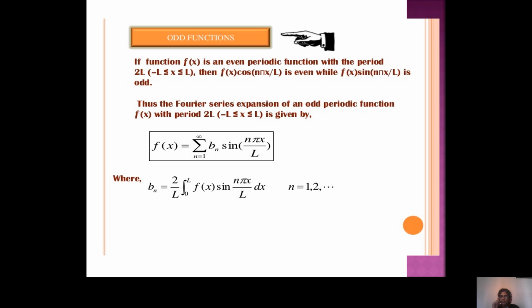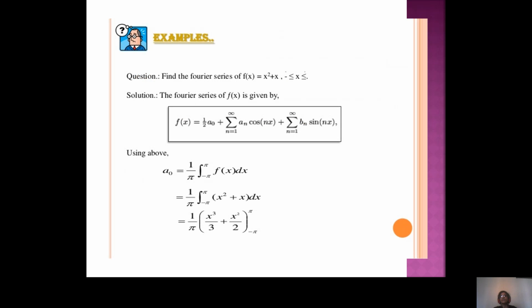So when we consider an even function, we have to find the a naught and an values. When we consider the odd function, we only have to find the Bn value, that is, f of x is equal to summation of n equal to 1 to infinity Bn sin n pi x by L, where Bn is equal to 2 by L integral of 0 to L f of x sin n pi x by L dx, n equal to 1 to infinity. This is about the even and odd functions. We take a simple example of how you find out the Fourier series.